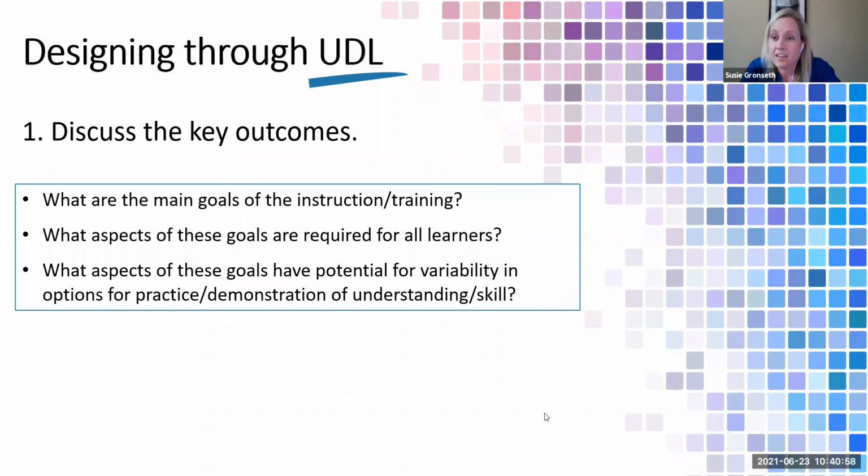All right, so designing through UDL. I wanted to create a scaffold, and this is in collaboration with our discussion facilitators. We've been meeting leading up to this session to try to brainstorm how we can have a succinct session like this to really dive into the complexity of applying UDL.